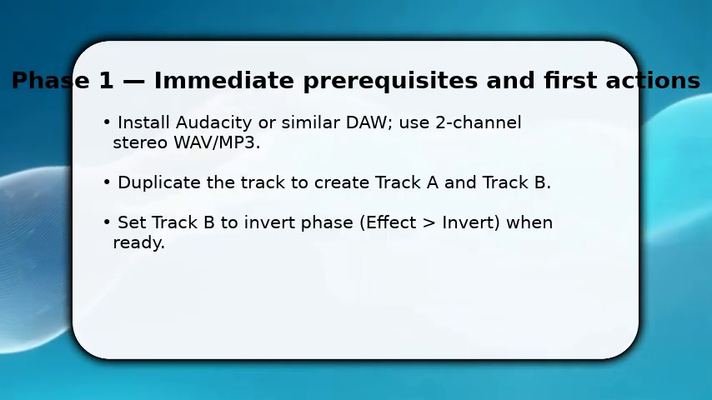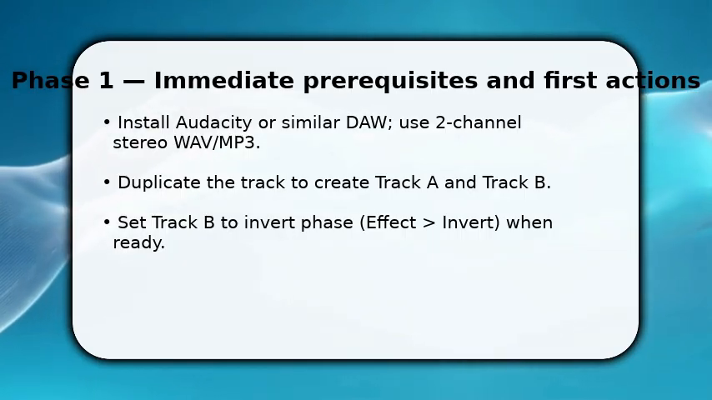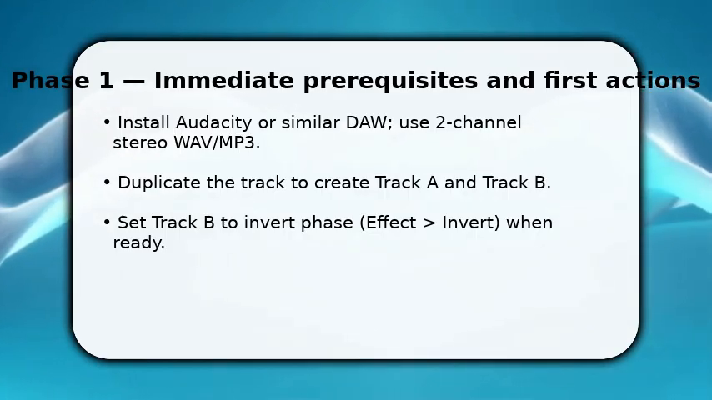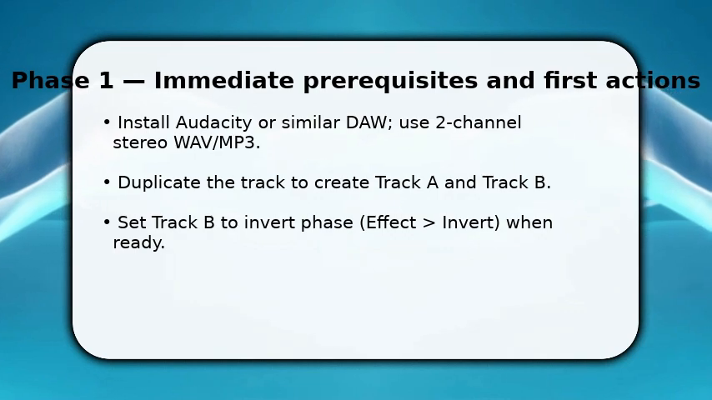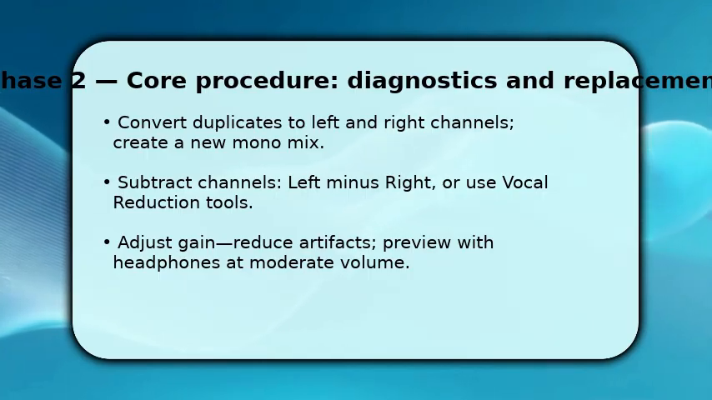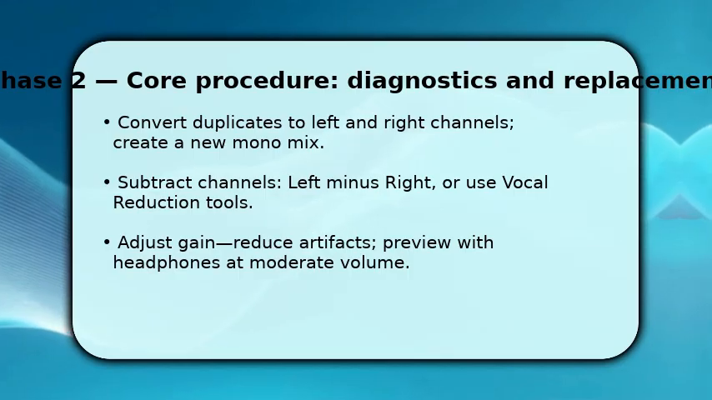Make sure your file is uncompressed or high bitrate for better results. Also, switch both tracks to mono split view if available. This reveals left and right channels for the next step. Now split each duplicate into separate left and right channels and use the subtraction method. Subtract the right channel from the left or vice versa to remove center content.